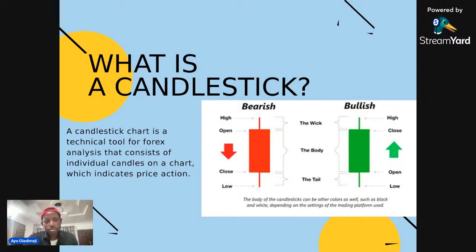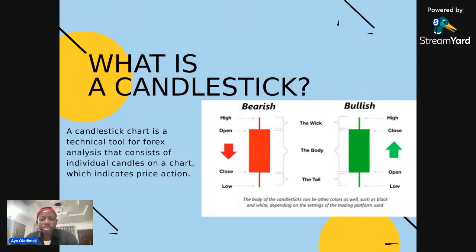Okay, so just like I said, a bearish candle is a candle that indicates a drop in price, and how you know it is that it opens at the top and closes at the bottom. So the price will open at the top and close at the bottom.